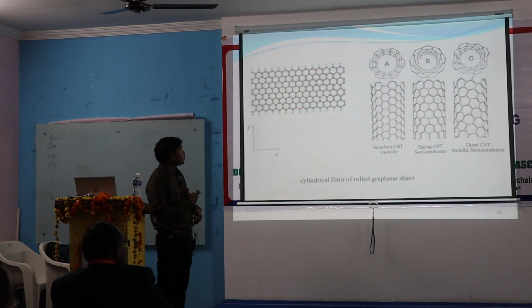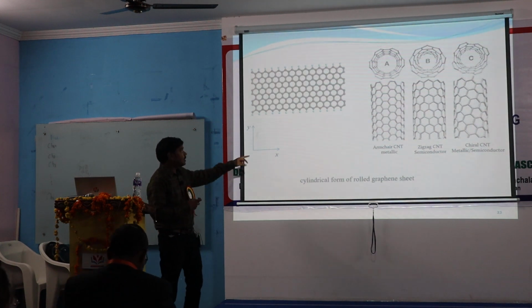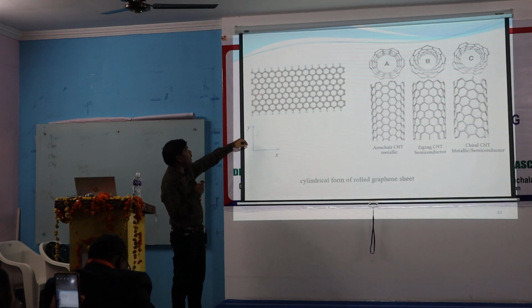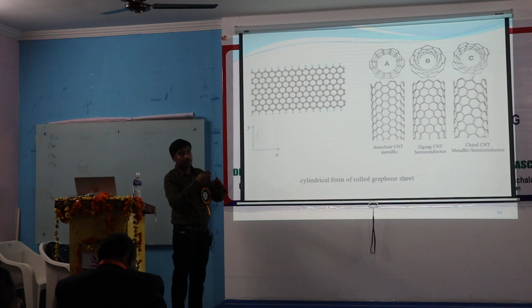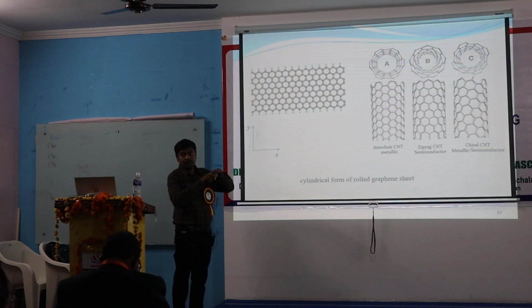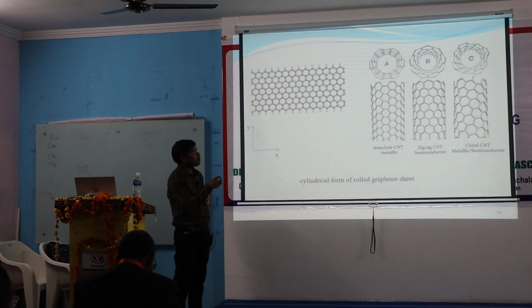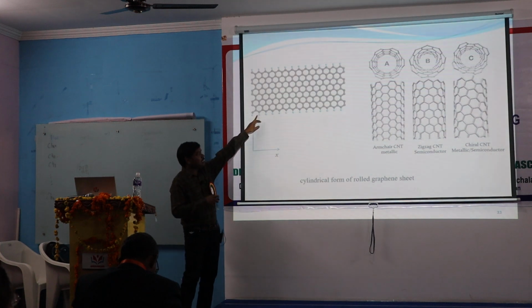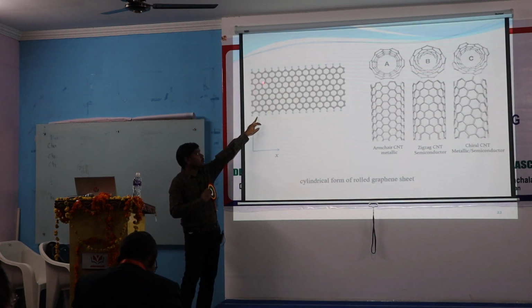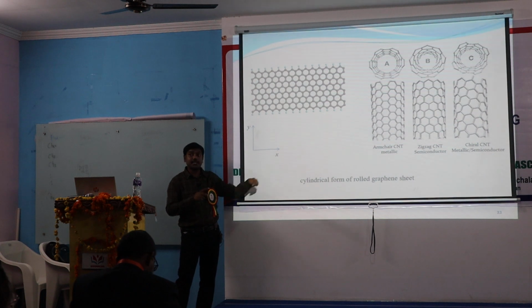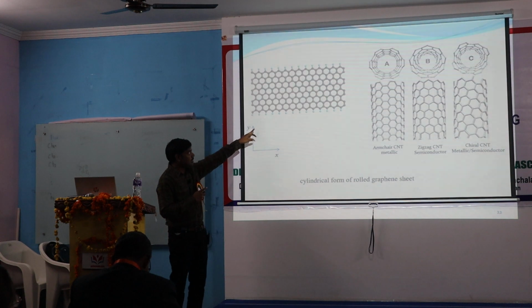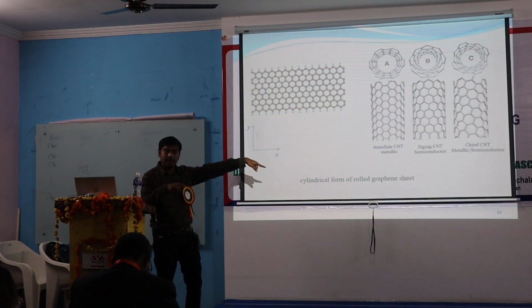So what you do? You take a zigzag GNR. This is zigzag GNR, right? You hold it at the center and you roll it. The cross section looks like an armchair shape, correct? Because the zigzag GNR is metallic, and at the same time the armchair CNT is metallic. The zigzag GNR is metallic and armchair CNT is metallic.